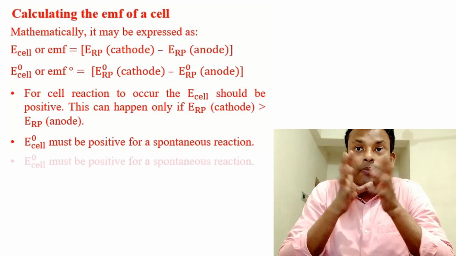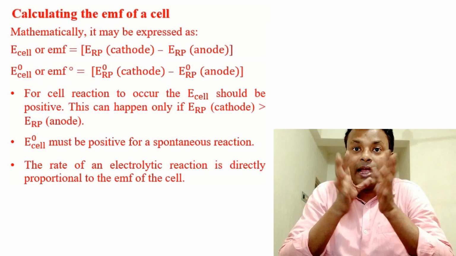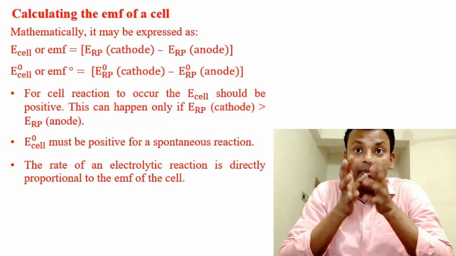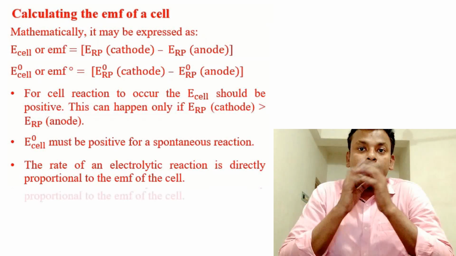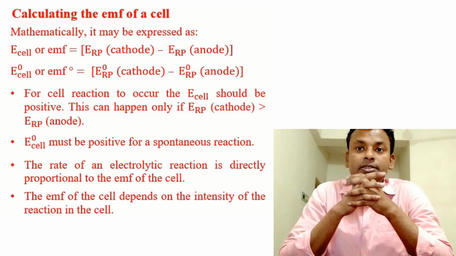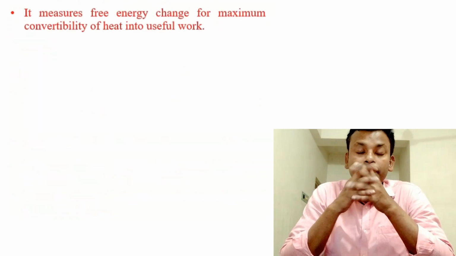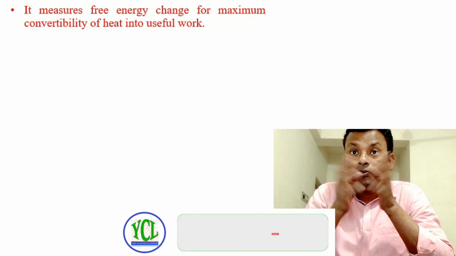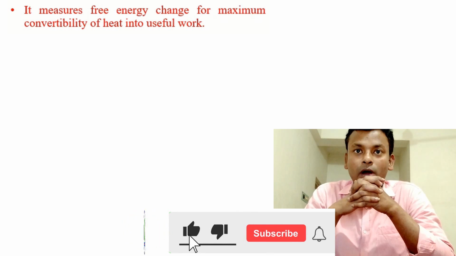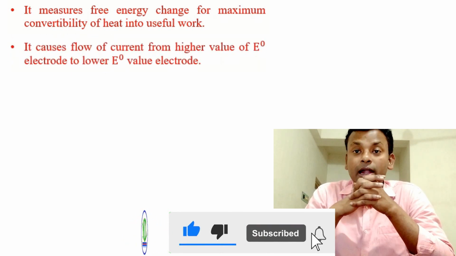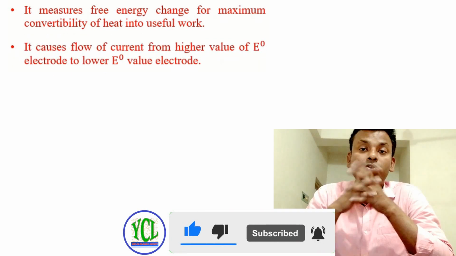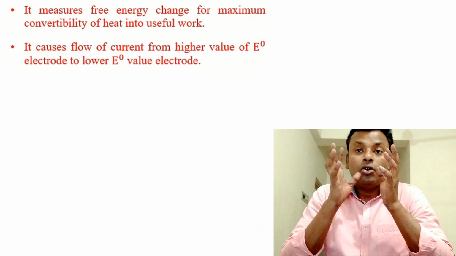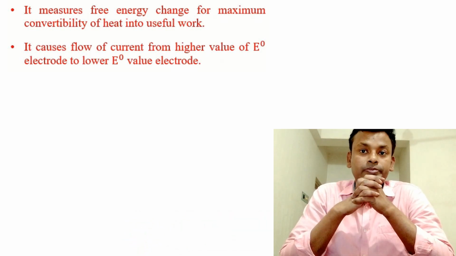The rate of an electrolytic reaction is directly proportional to the EMF of the cell. The EMF of the cell depends on the intensity of the reaction in the cell. It measures free energy change for maximum convertibility of heat into useful work. It causes flow of current from higher value of E0 electrode to lower value E0 electrode.